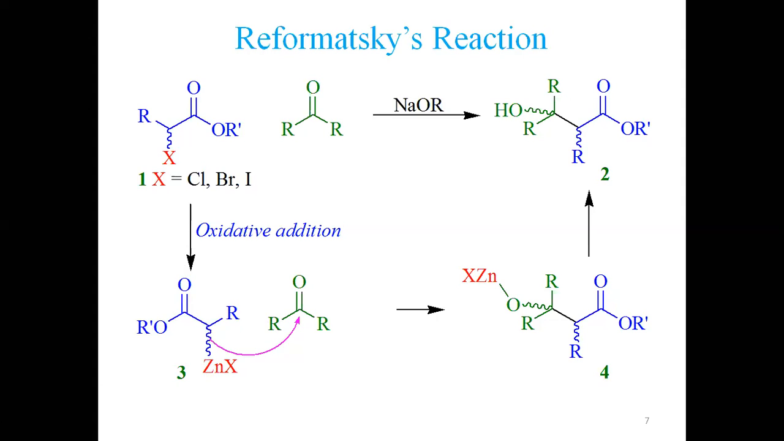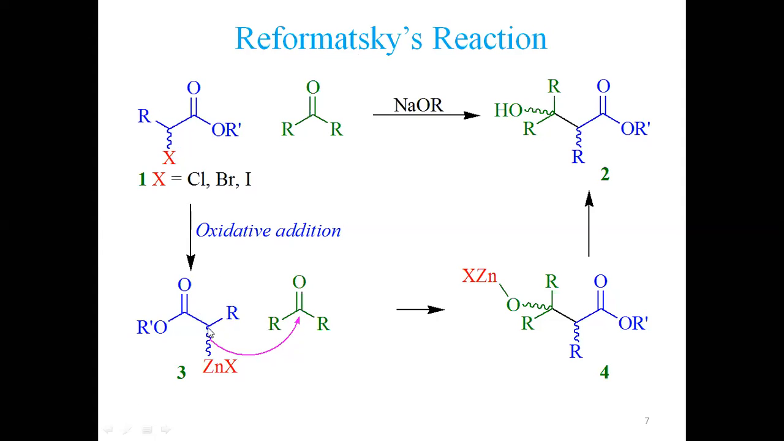So this is the first reaction reported by Reformatsky. Reformatsky first of all reported this reaction starting from alpha halo esters. He reacted that with activated zinc, which causes oxidative addition, which results in the formation of an organozinc compound. This organozinc was further reacted with a ketone.